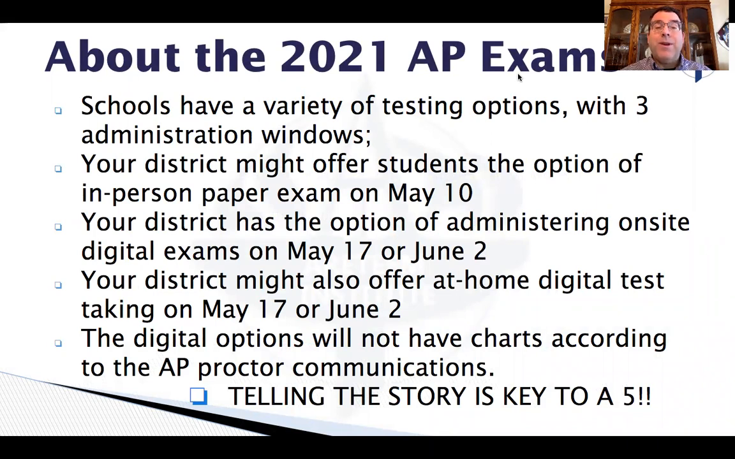There are going to be 3 administrative windows. The old-fashioned taking the test on-site with paper will be May 10th. Your district has the option of administering the test online using digital exams on May 17th or June 2nd. And your district might also offer you the chance to take the digital test at home, though the dates are also May 17th or June 2nd.